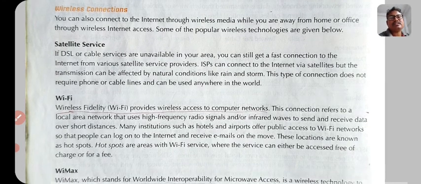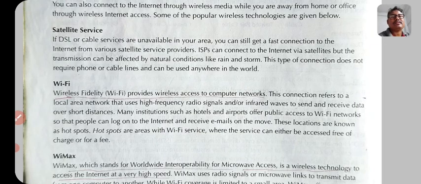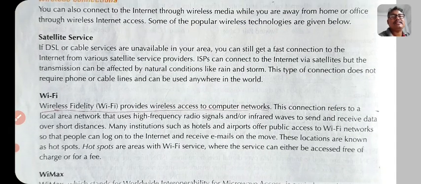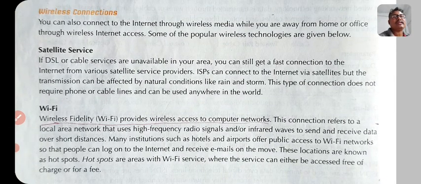The first is satellite service. If digital subscriber line, DSL, or cable services are unavailable in your area, you can still get a fast connection to the internet from various satellite service providers. An ISP can connect to the internet via satellite, but the transmission can be affected by natural conditions like rain and storm.